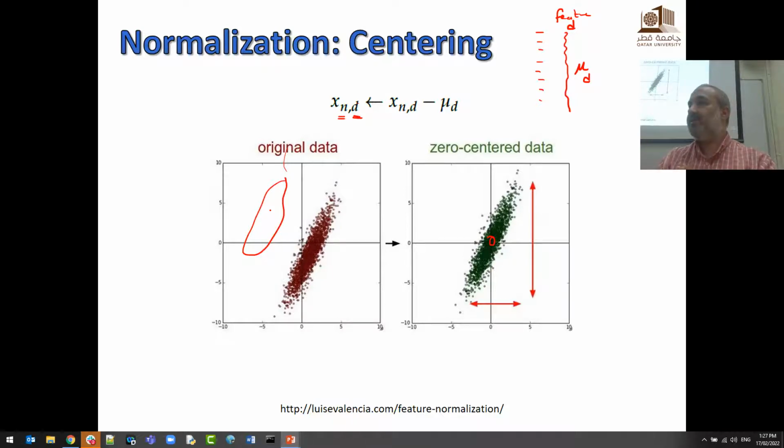What's the benefit of that? First, do you understand this? Any question about this? What's the benefit of that?